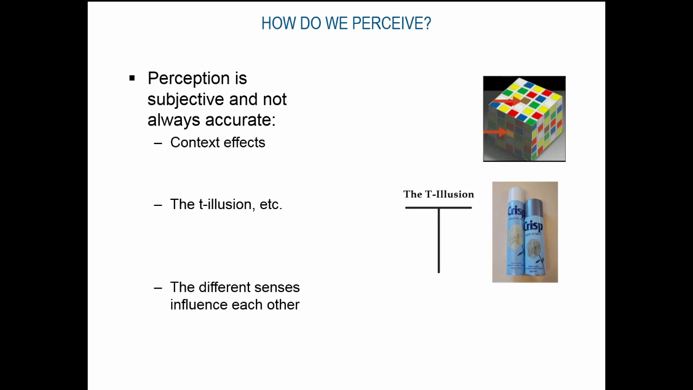Now this actually has implications for product packaging. For example, look at the two cans of crisp starch. They contain the exact same volume of starch, but the left container seems to contain a larger amount of product because it is in an elongated, longer shape.